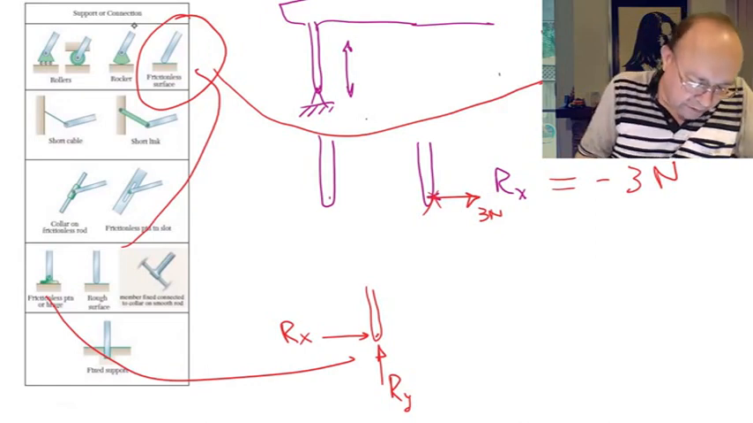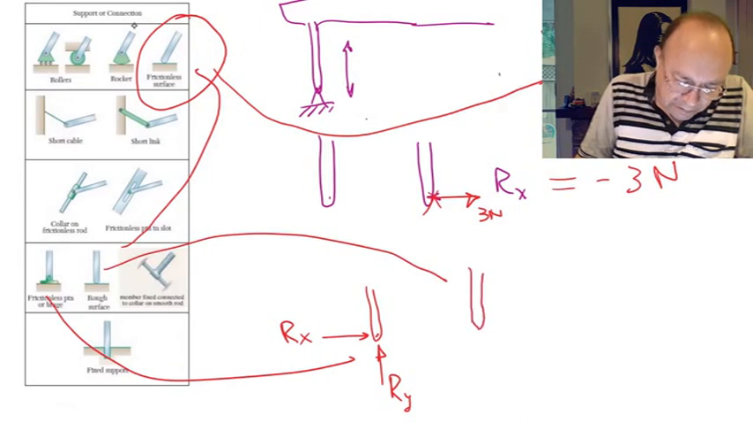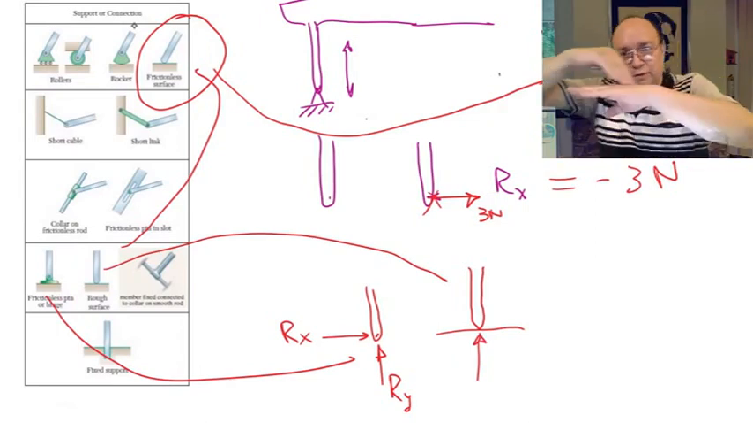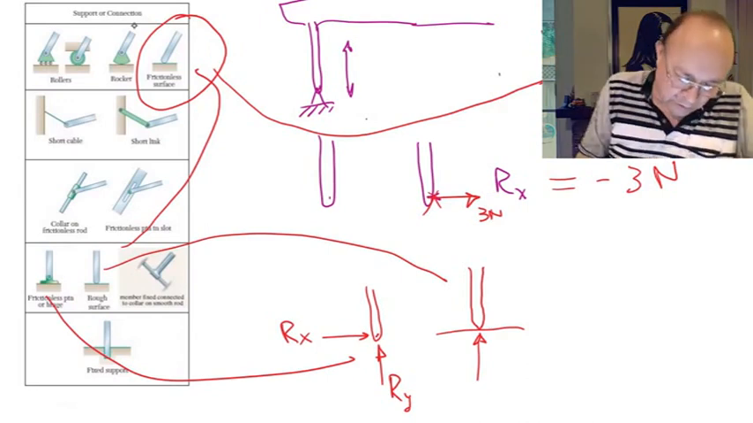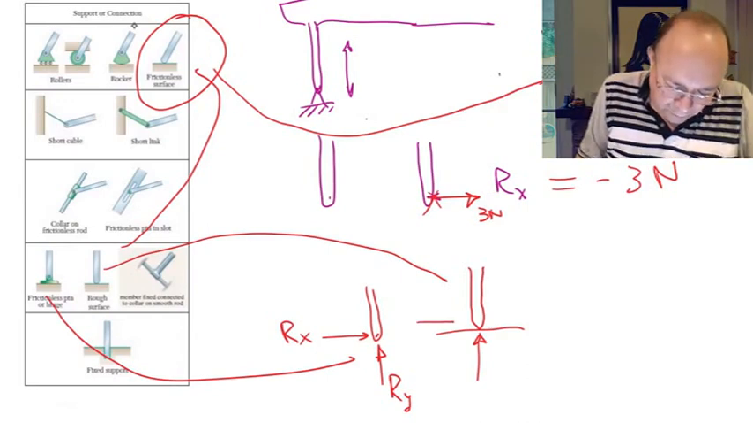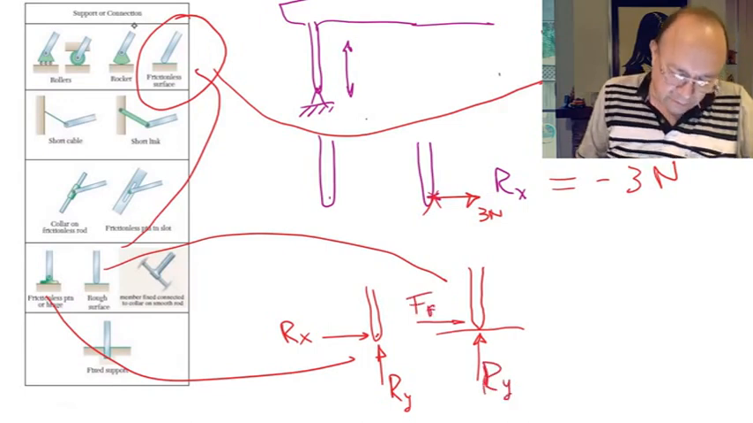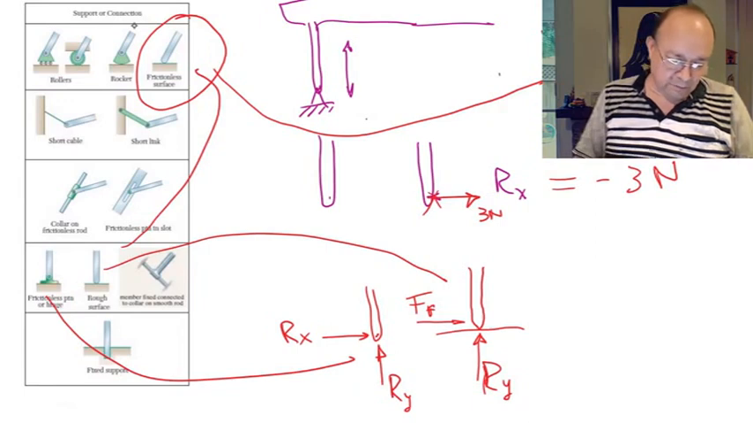Same thing with the rough surface. The rough surface, you have the leg here. The floor here can apply force in the vertical direction. And because there is friction, it's going to oppose the horizontal motion. So there will be a frictional force opposing the motion. There will be a vertical reaction. But if you try to rotate, it will rotate freely. So there is no moment reaction at that kind of support.